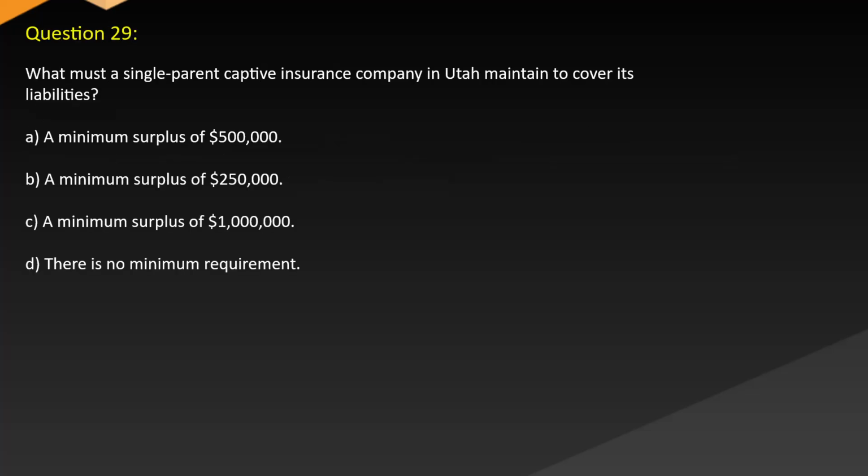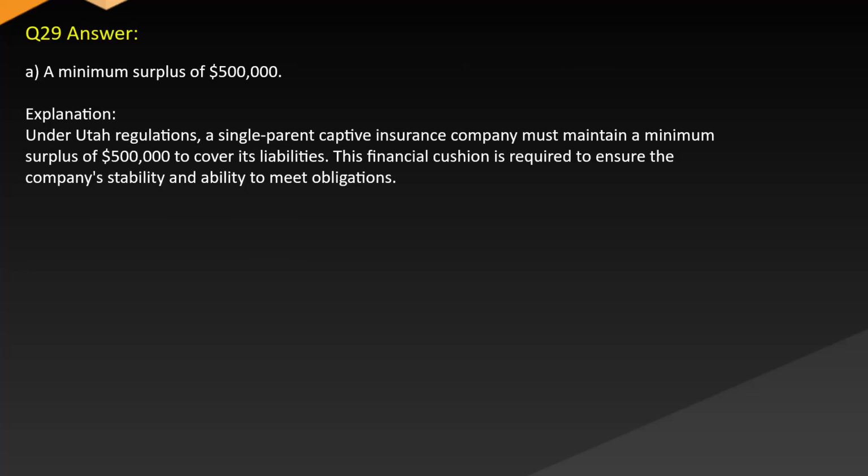Question 29. What must a single-parent captive insurance company in Utah maintain to cover its liabilities? A. A minimum surplus of $500,000. B. A minimum surplus of $250,000. C. A minimum surplus of $1 million. D. There is no minimum requirement. Answer: A. A minimum surplus of $500,000. Explanation: under UT regulations, a single-parent captive insurance company must maintain a minimum surplus of $500,000 to cover its liabilities. This financial cushion is required to ensure the company's stability and ability to meet obligations.